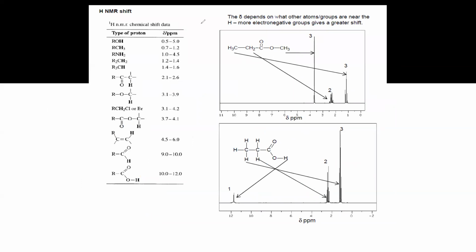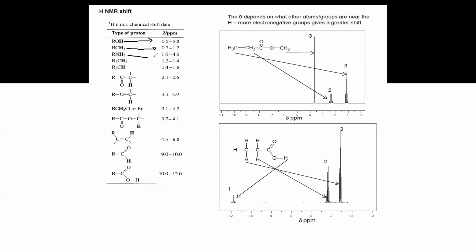These are the chemical shifts. If OH is there, that will be from 0.5 to 5. Like this is a range in which you can draw. If CH3 is there, which is attached to an alkyl group, 0.7 to 1.2, you can draw in this range.